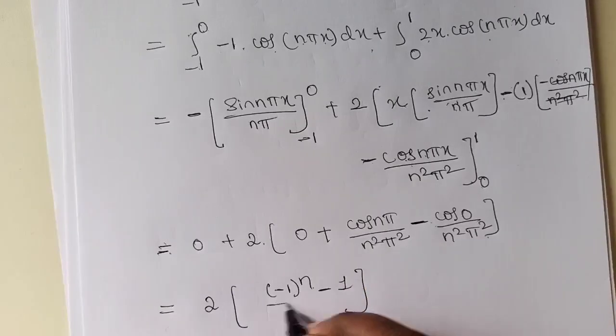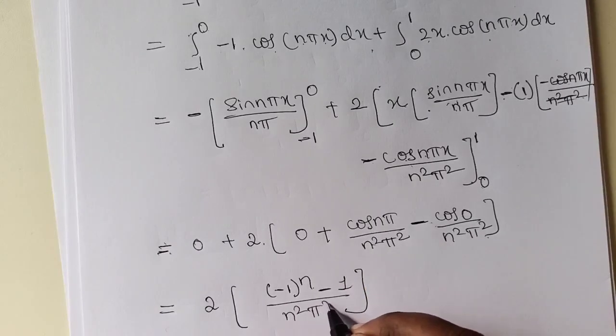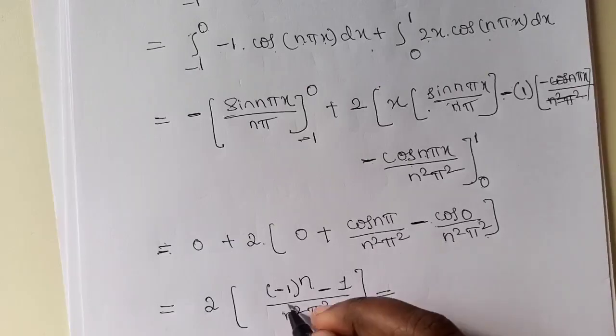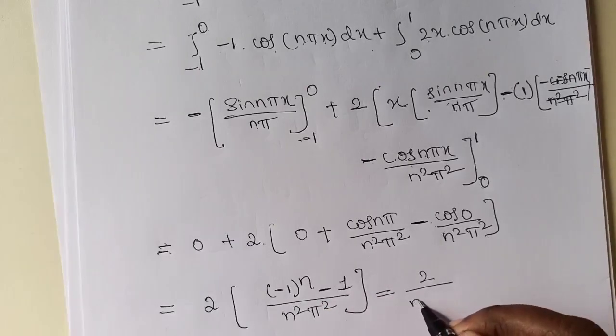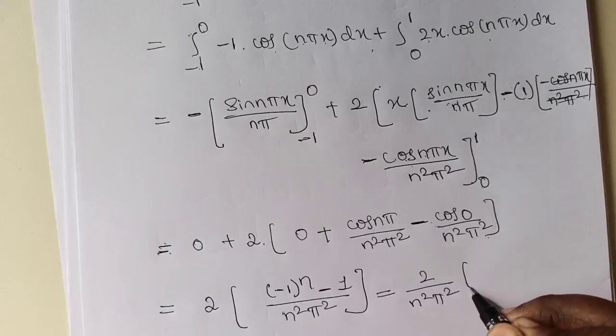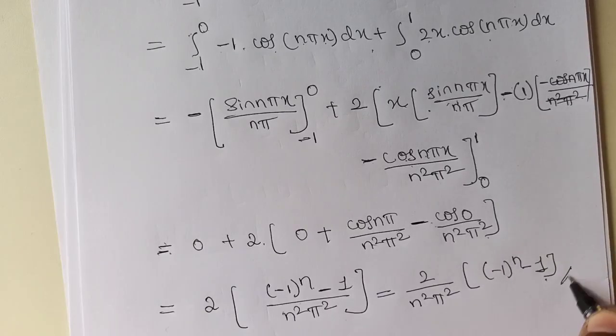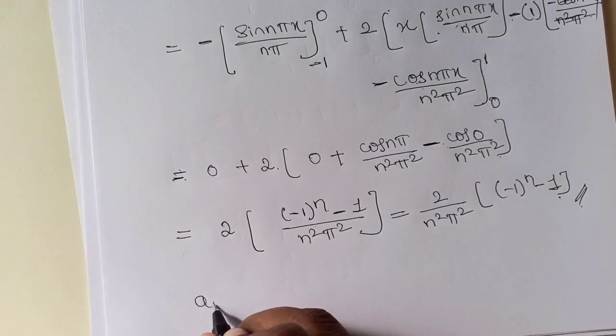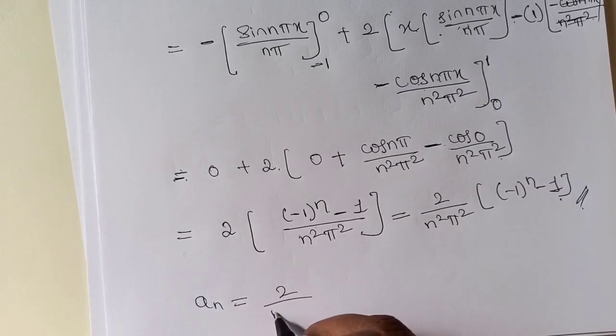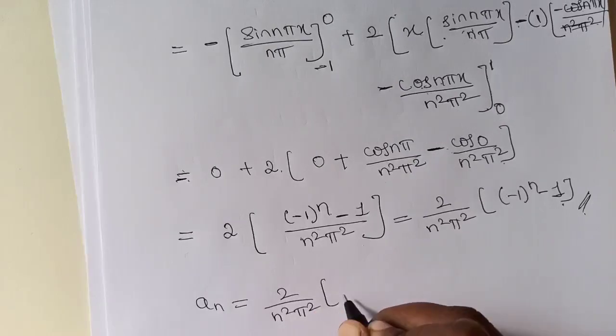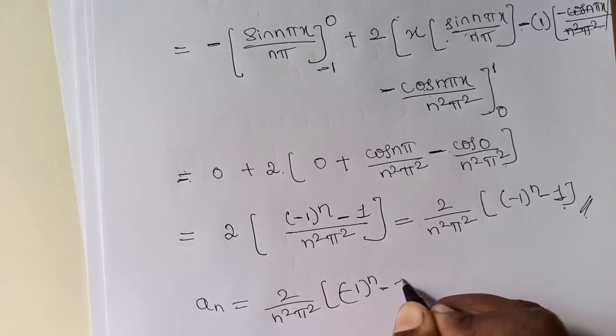In these two we can take n square pi square as common. So further simplifying this one, we get 2 divided by n square pi square into ((-1)^n - 1). So this is the an value. So an is equal to 2 divided by n square pi square into ((-1)^n - 1).